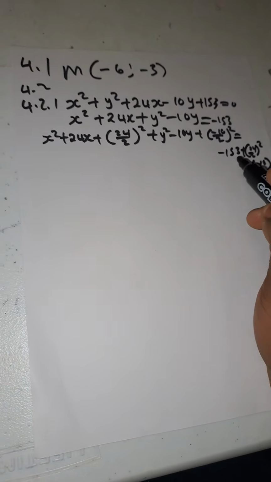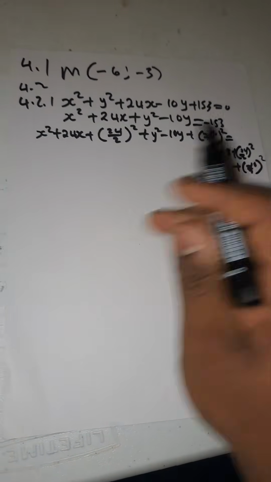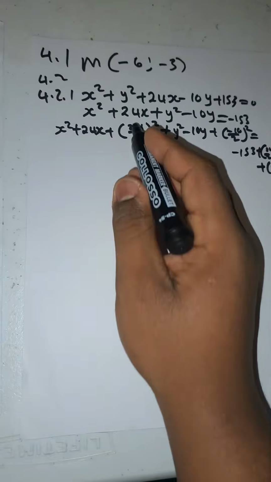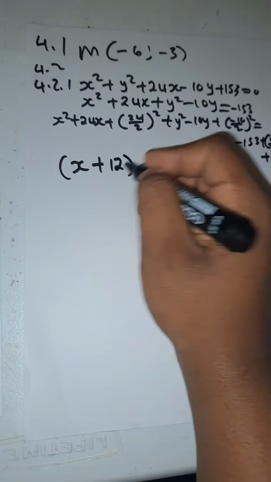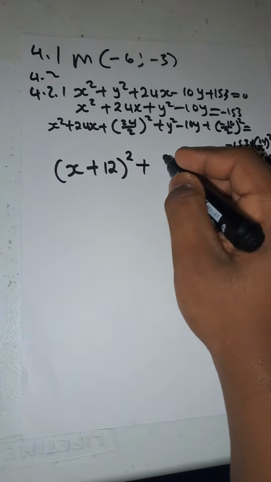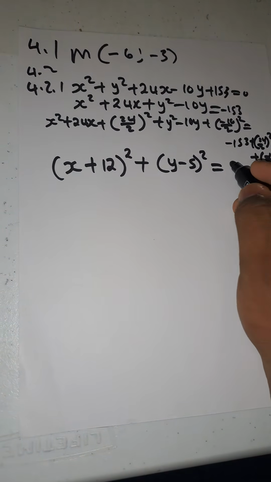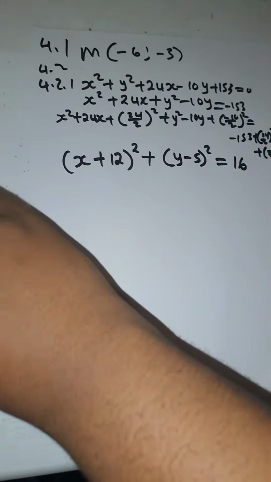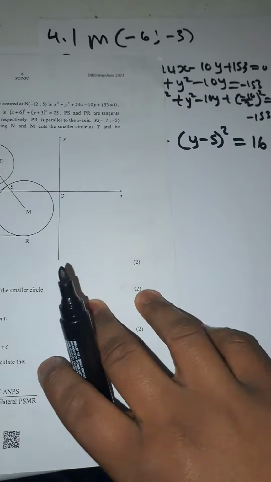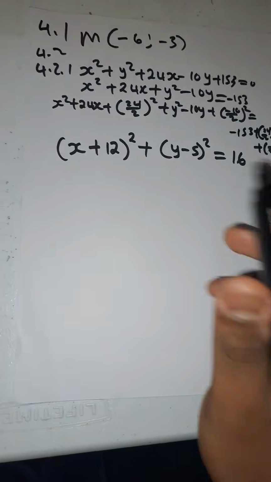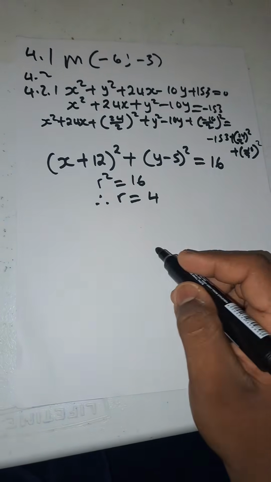You punch it in a calculator: minus 153 plus 24 over 2 squared plus minus 10 over 2 squared. Since I said 24 over 2, it will be the same as x plus 12 squared plus y minus 5 squared is equal to, when I punch it with my calculator, I get 16. At the same time, I can see that this is 12 and 5, and I got the very same values there, which means that I'm correct. But now they want the radius, so I'll simply say r squared is equal to 16. Therefore the radius is equal to 4 units.